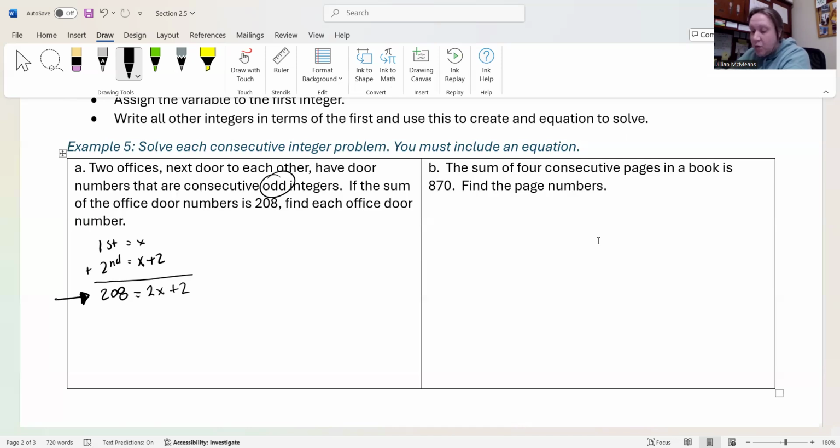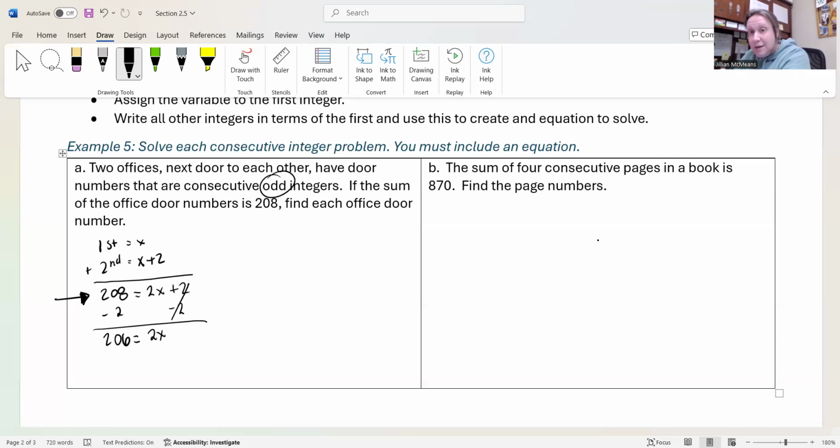Okay, so I want to get the 2x alone. The issue is plus 2. I want to move it, so I'm going to move it by subtracting. So on the left, I just get 208 minus 2, which is going to be 206. And then on the right, I get just plain old 2x. And the reason for that is I have 2x plus 2 minus 2. Well, positive 2 minus 2 is just 0, and 2x plus 0 is just 2x. So now I have 206 equals 2x.